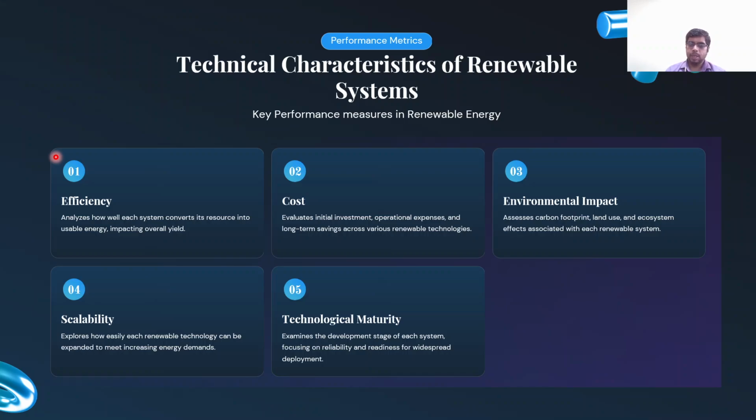renewable energy systems. So we are going to analyze their efficiencies and their associated costs, the initial cost, operational and maintenance cost, and so on, and their environmental impact, and then the sustainability goals that you can achieve by utilizing these renewable energy sources, as well as the technological maturity. So this is the most important one: how mature the technology is and how the technology is developing.